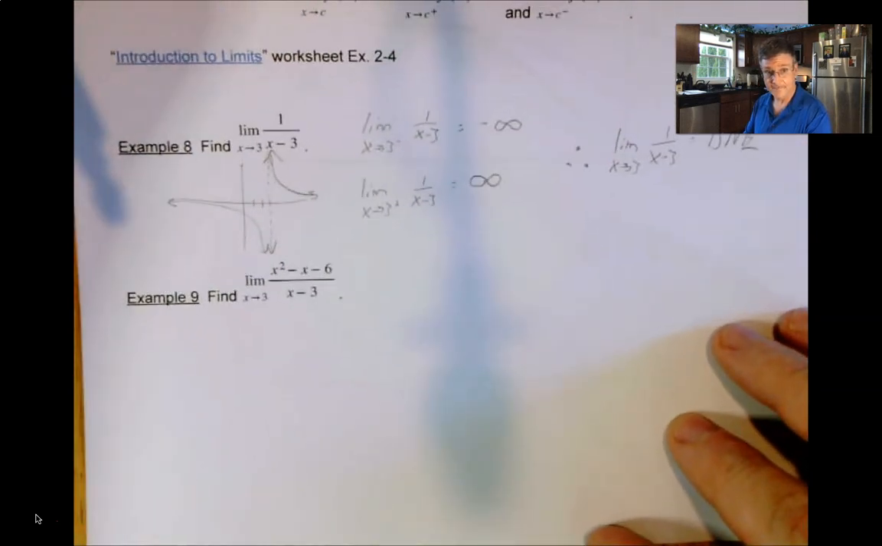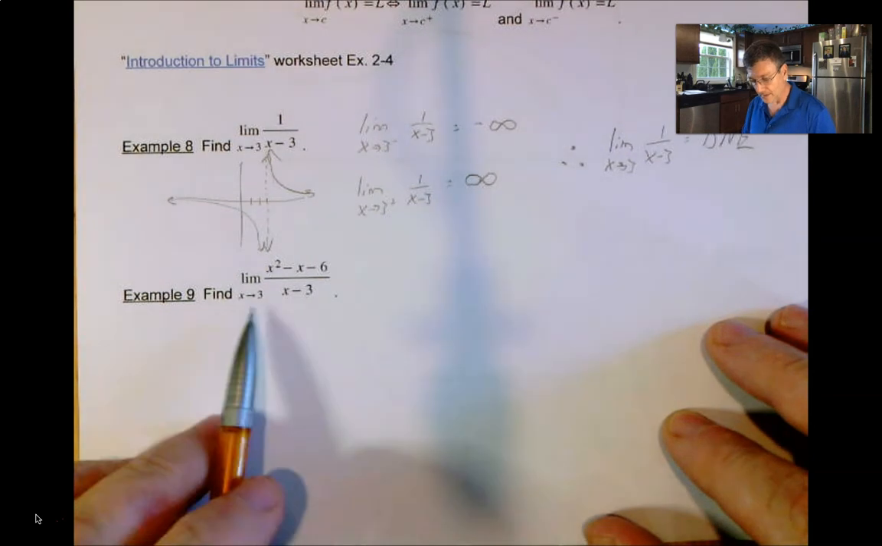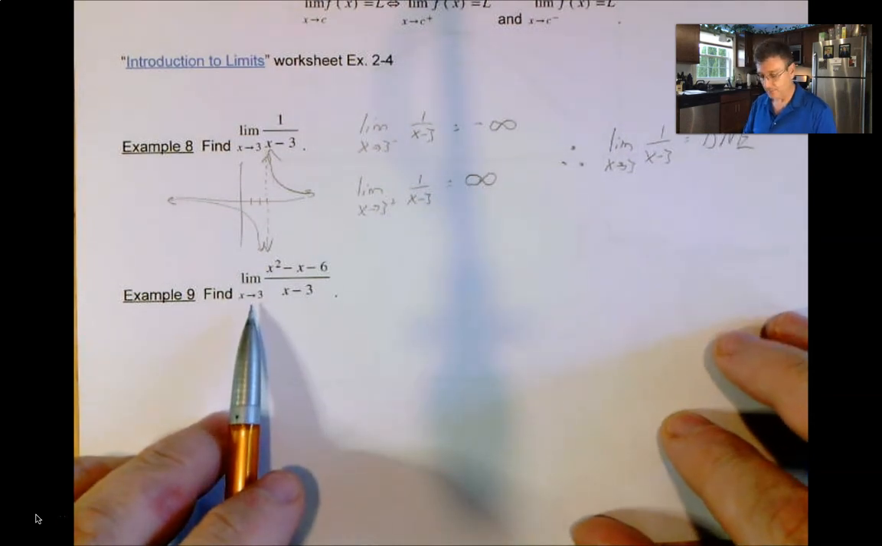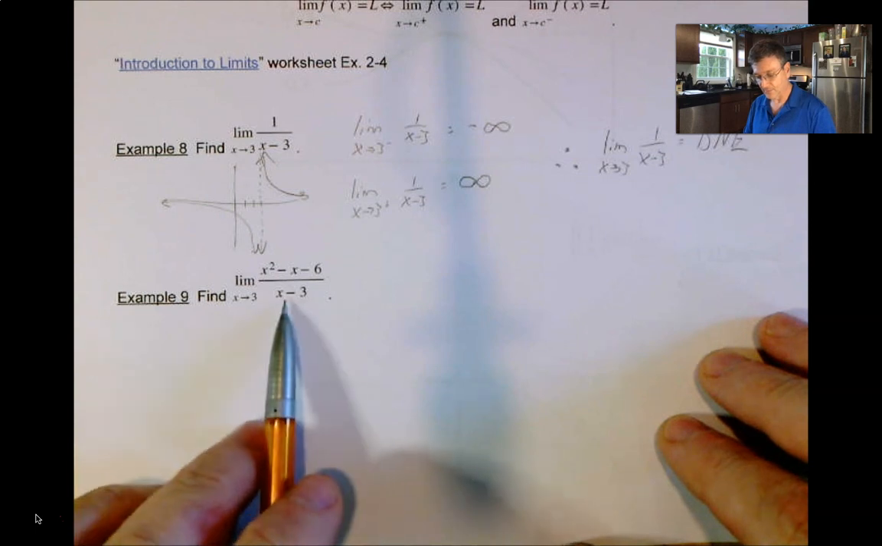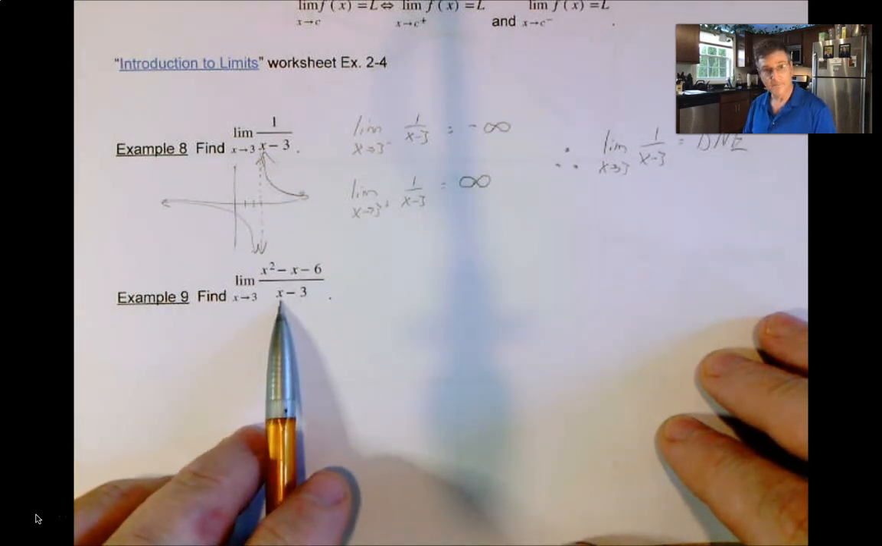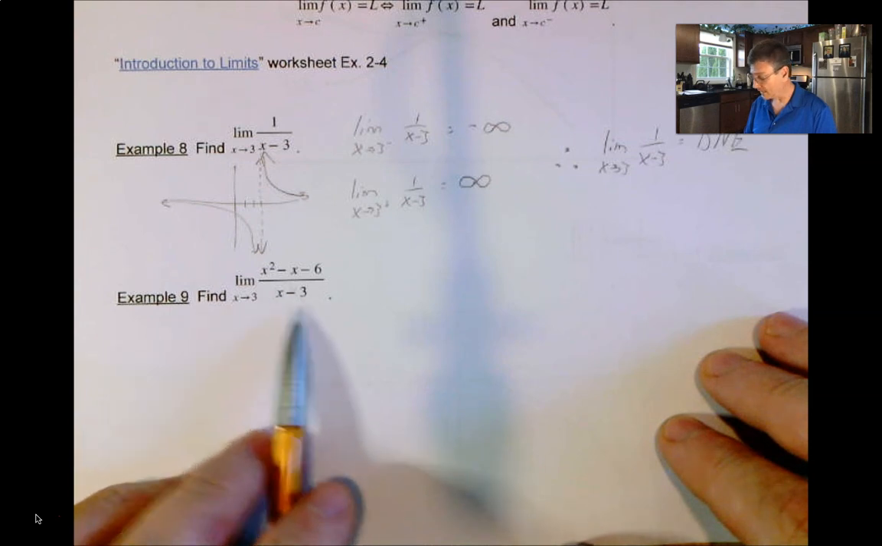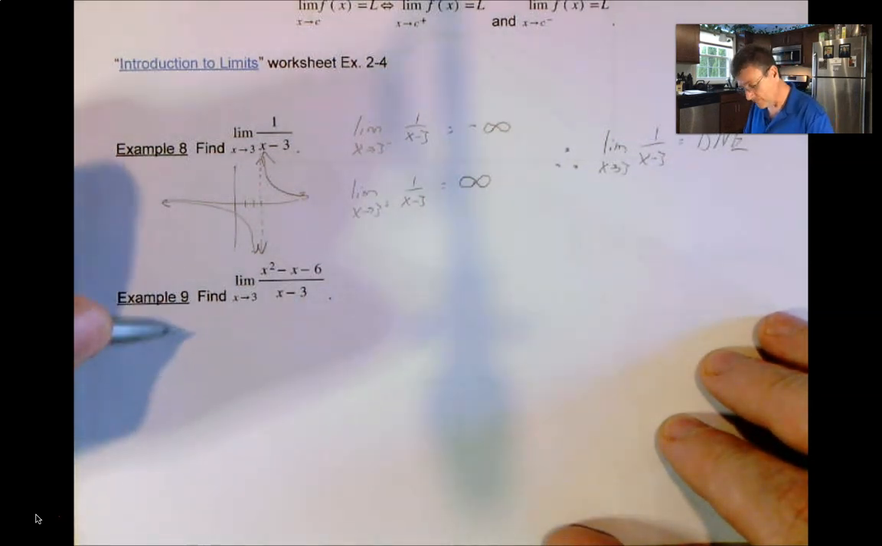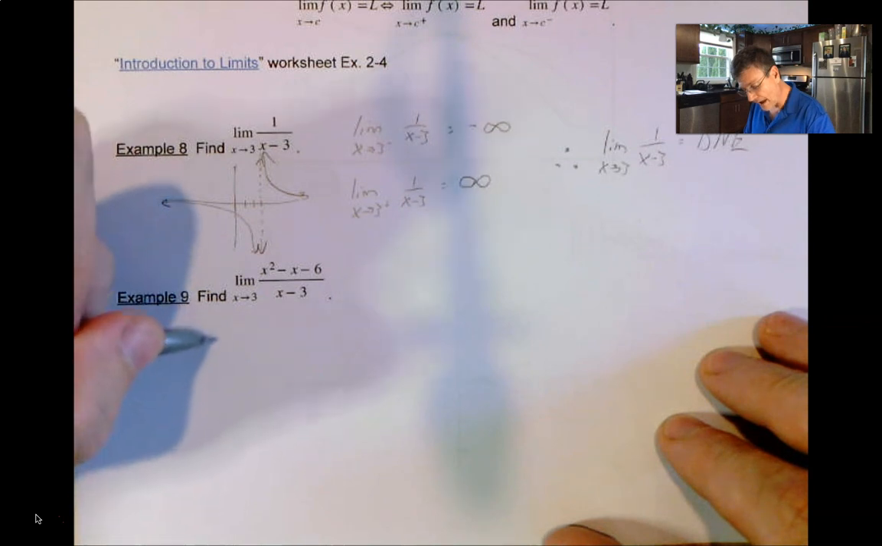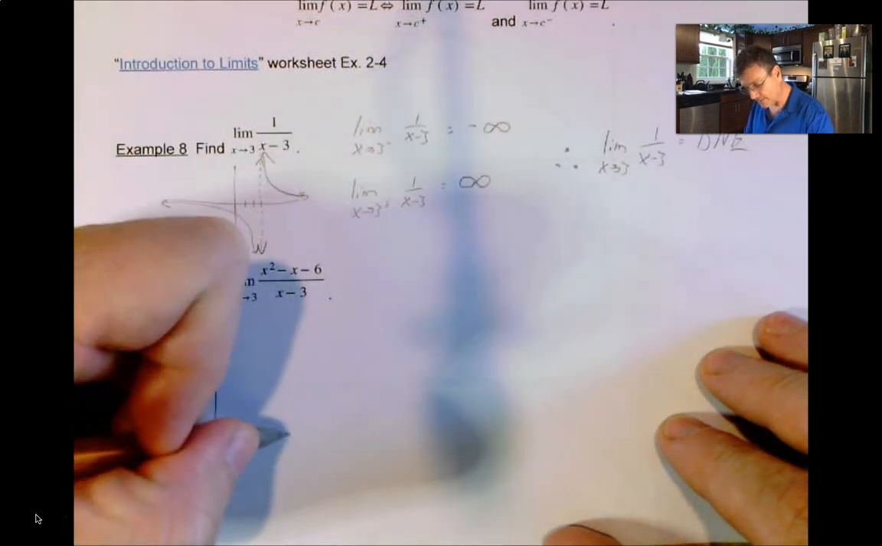Example 9. Limit as x approaches 3 of x squared minus x minus 6 over x minus 3. Again, I can't do direct substitution because if I put a 3 in here, I'm going to get a 0 in the denominator. If we look at this function, then we actually get a graph that looks like this.